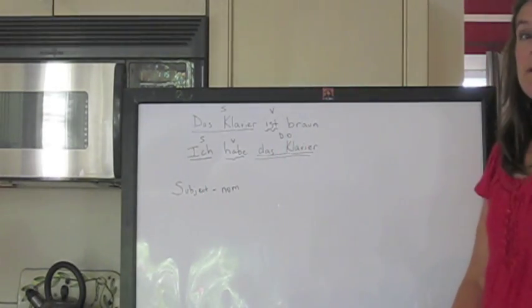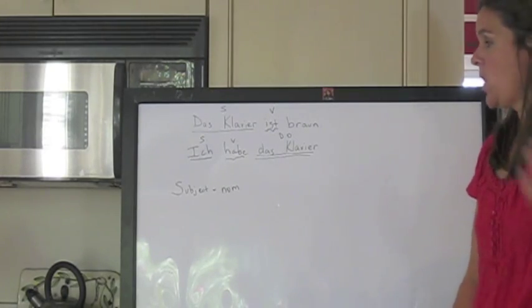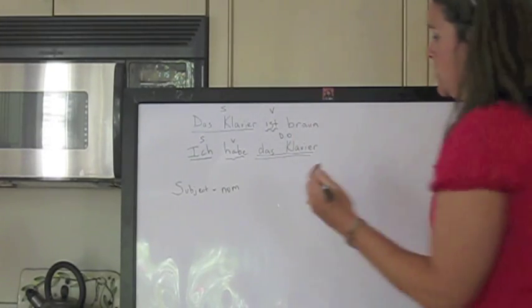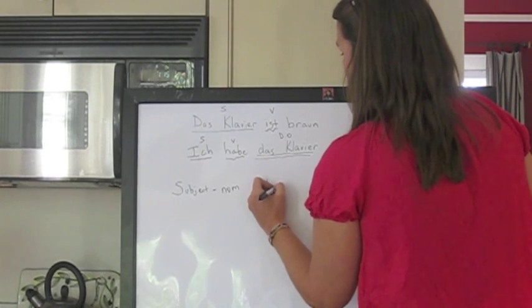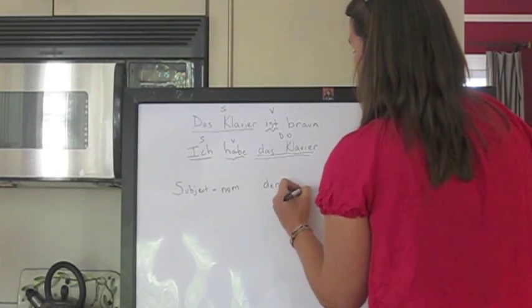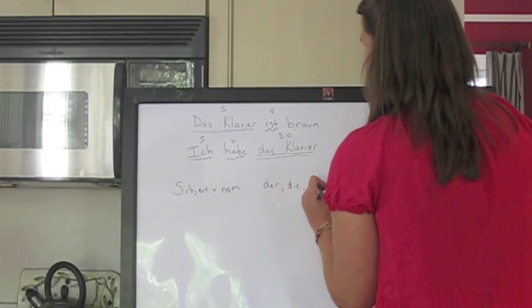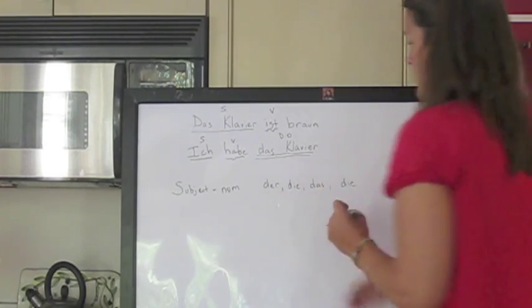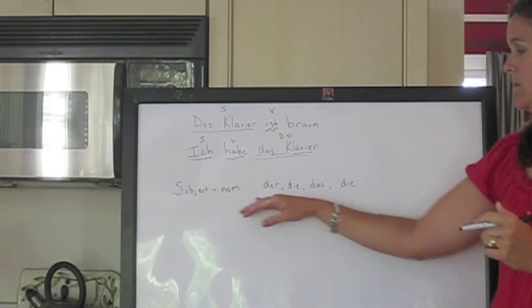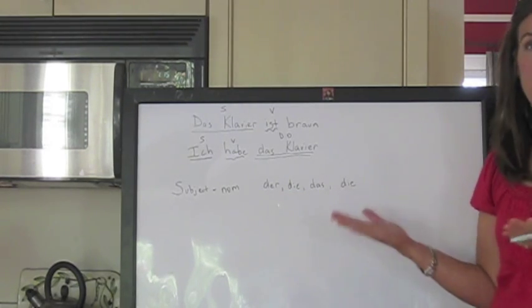Nominative case. Now the nominative case might sound fancy, but all it is is what we've already learned, which is der, die, das, and then die for the plural. Each of those are in the nominative case. That's how we learn them.